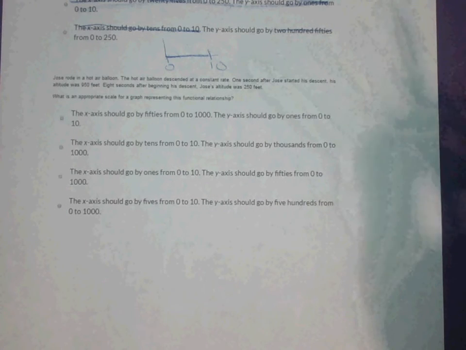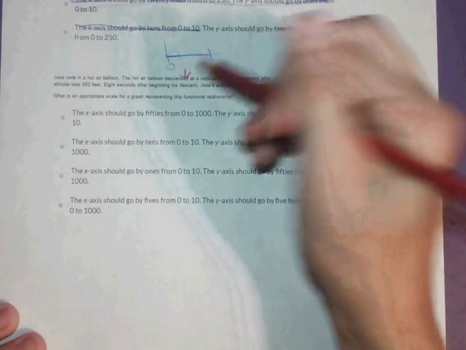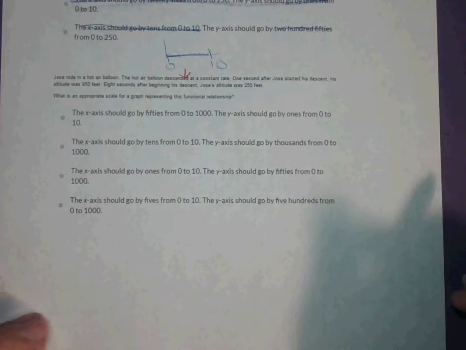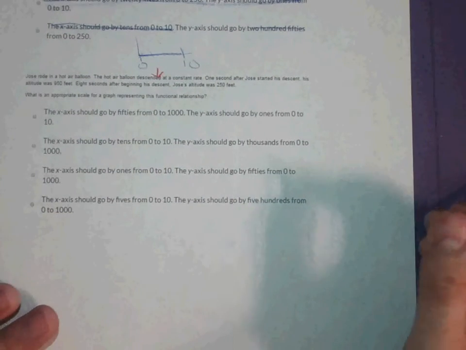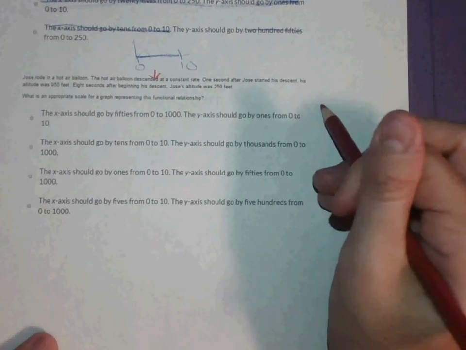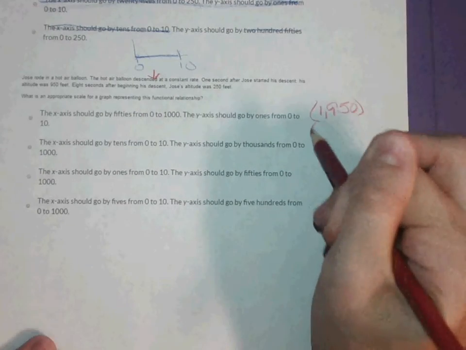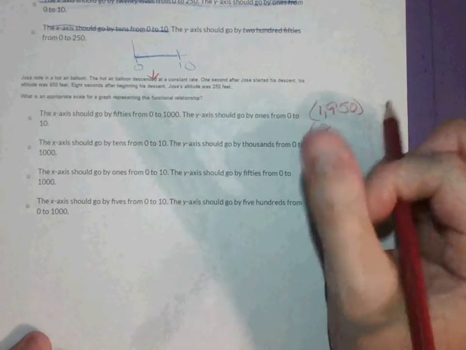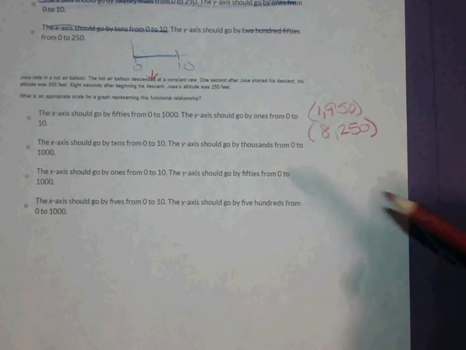Okay, Jose rode in a hot air balloon. The hot air balloon descended at a constant rate. Remember, descended means goes down. 1 second after Jose started his descent, his altitude was 950 feet. 8 seconds later, so I've got at 1 he was at 950, okay, and at 8 seconds after, his altitude was at 250.